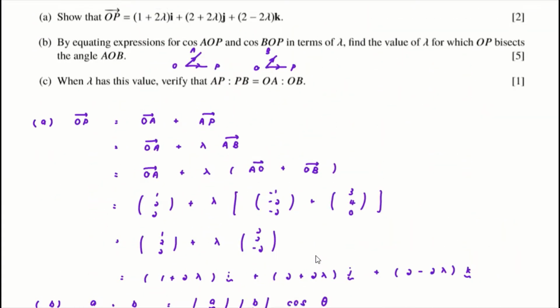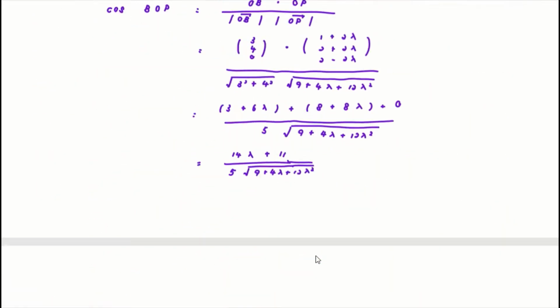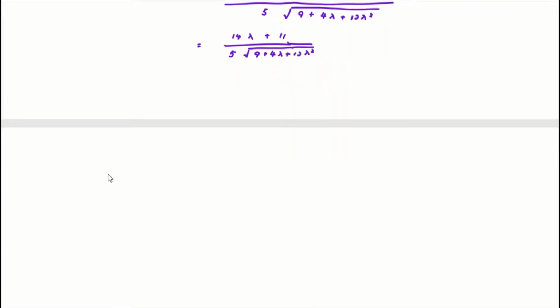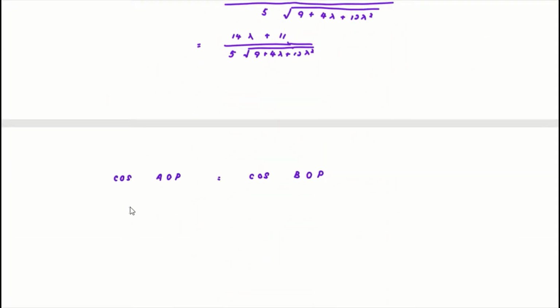The question asks us to equate cos AOP and cos BOP together, so let's equate them. Cos AOP equals cos BOP. Let's copy the whole thing: 9 plus 2 lambda over 3, 9 plus 4. Oh yeah, now I realize it.